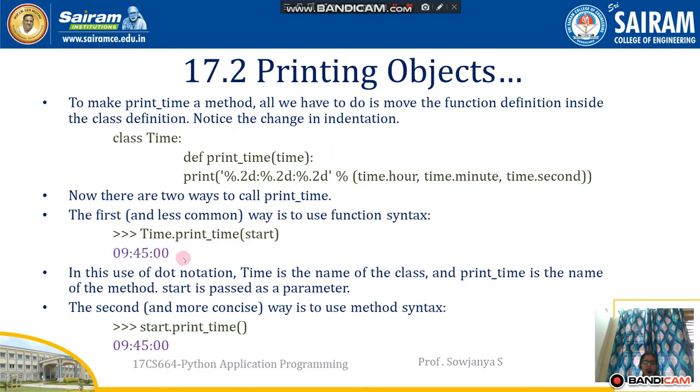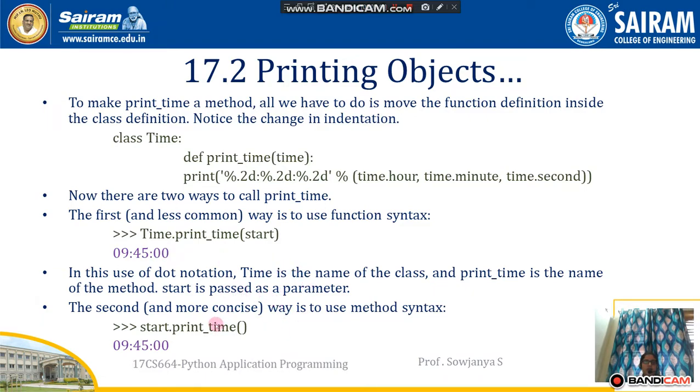So in this use of dot notation, Time is the name of the class and print_time is the name of the method. Keep in mind this is the name of the class and print_time is the method. We are calling this method inside the class. Okay, so that is the meaning of this. Then start will be passed as the parameter. Okay, that is one such way.